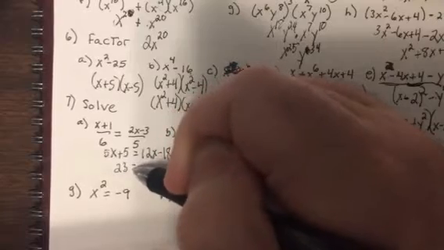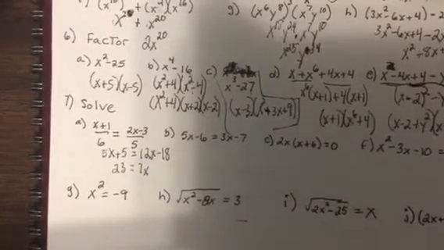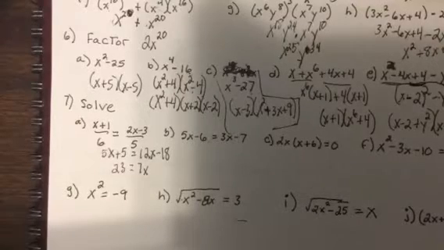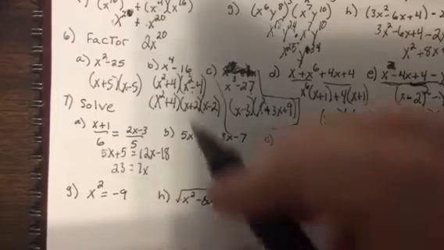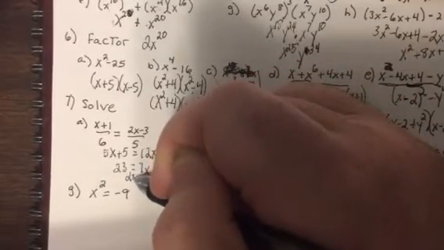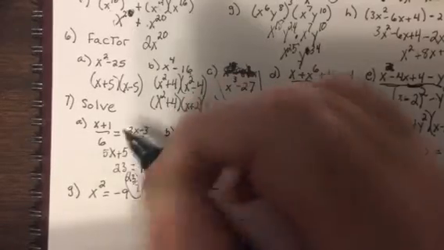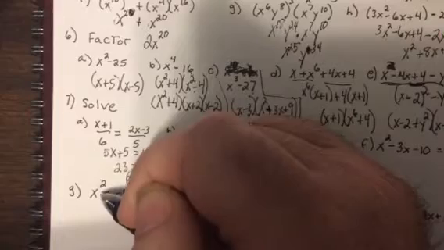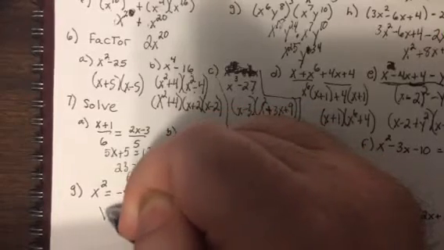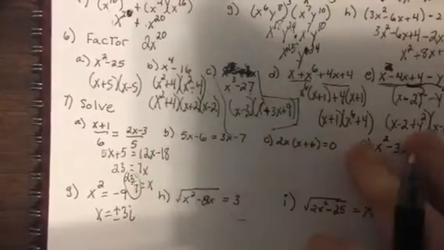Because when the highest power is 1, you get the variables on one side, numbers on the other. So subtract 7, so that'd be 23 over 7. See, easy peasy. This one, you just square root both sides. So x equals plus or minus 3i.